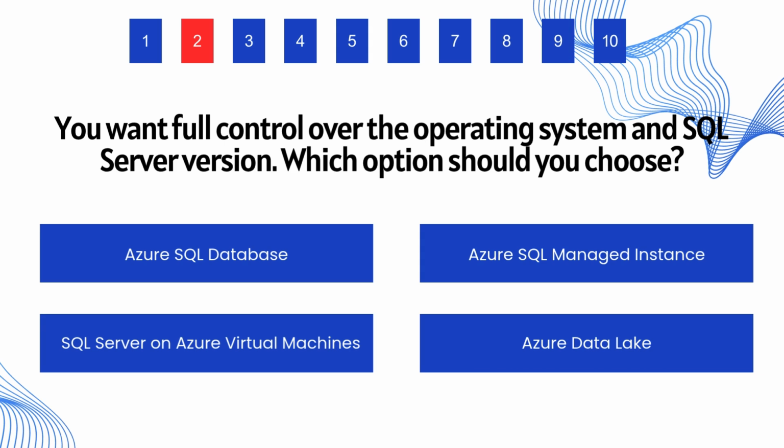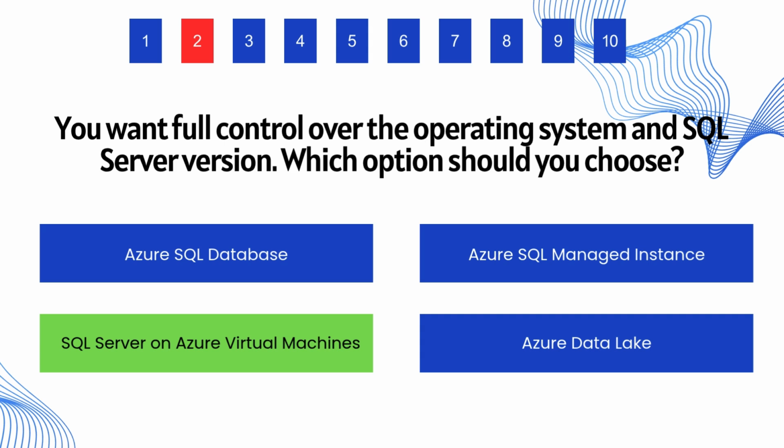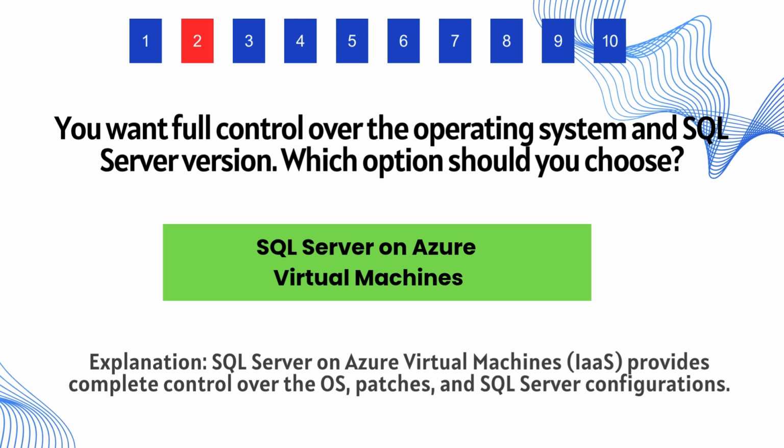Question 2. You want full control over the operating system and SQL Server version. Which option should you choose? The correct answer is SQL Server on Azure Virtual Machines, as SQL Server on Azure Virtual Machines (IaaS) provides complete control over the OS, patches, and SQL Server configurations.